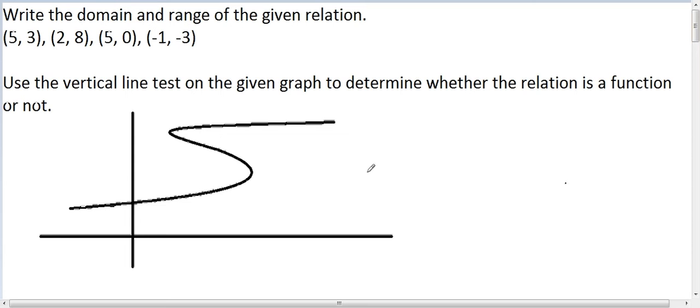First, we need to write the domain and the range of the given relation. The points in this relation are (5, 3), (2, 8), (5, 0), and (-1, -3). To find the domain of this relation, we need to look at the x-coordinate, or the first coordinate, of each of these points. The first coordinates are 5, 2, 5, and -1.